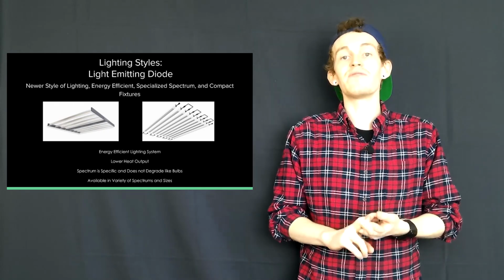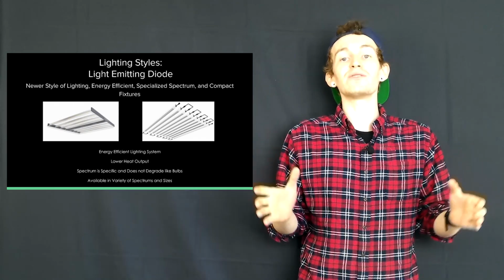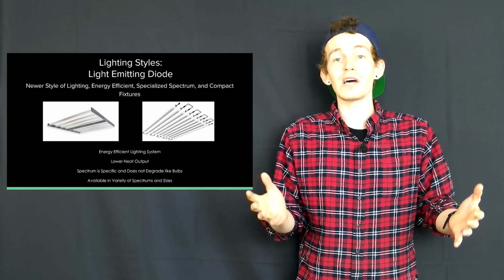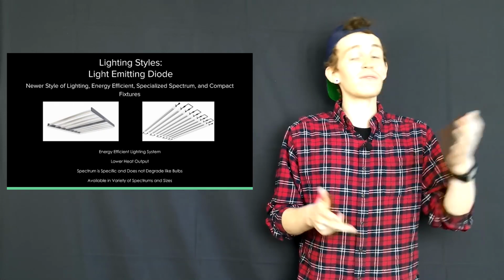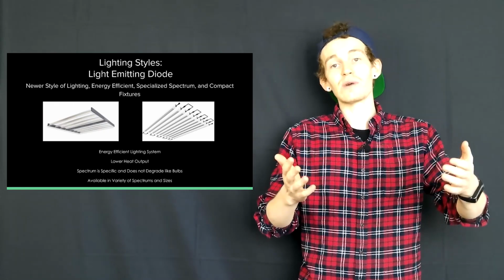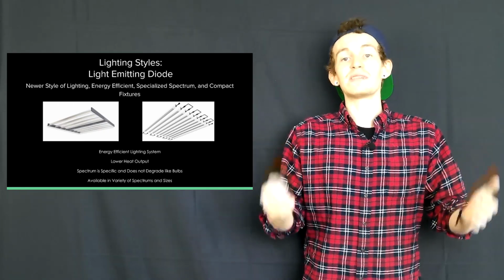Because of this, LEDs have a fantastic spectrum and it can be dialed into exactly what you're looking for. So if you're looking for specifically far red light to help with genetic activation, or you're looking for really far blue and UV spectrum to actually increase the resin production in the plant, LEDs are a fantastic option.